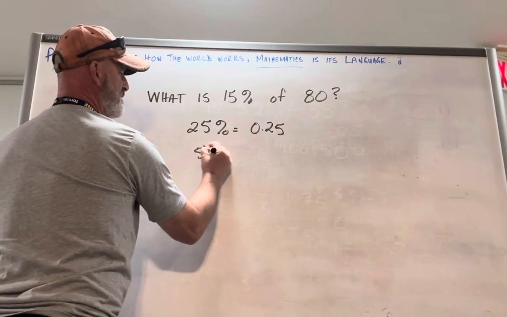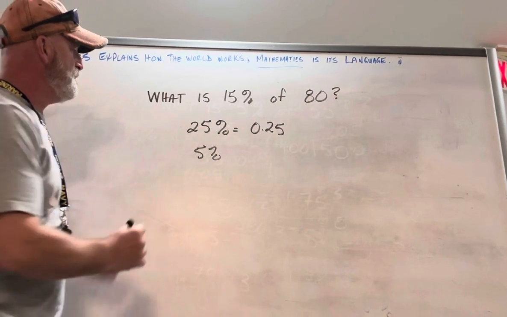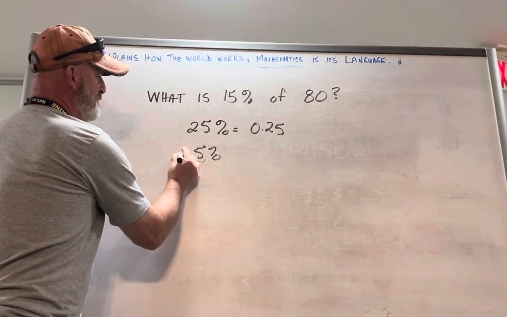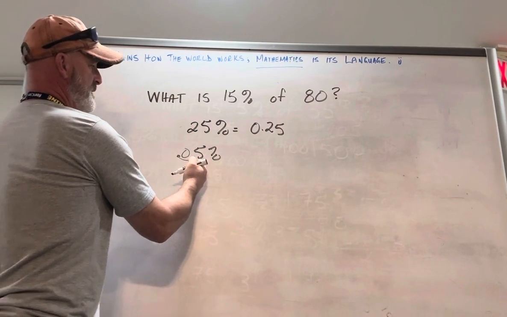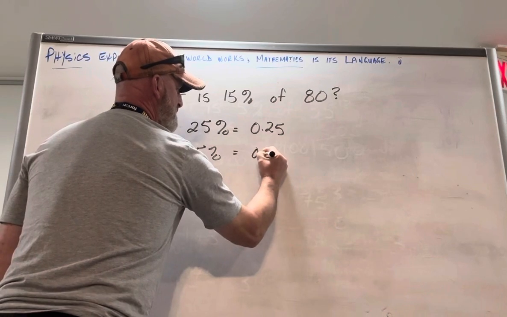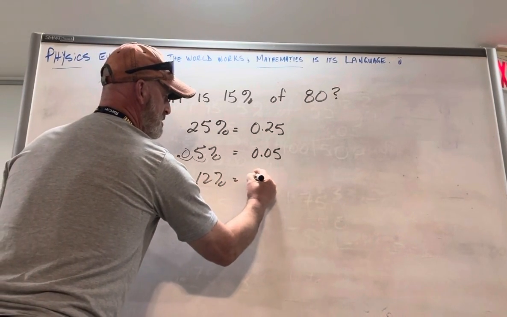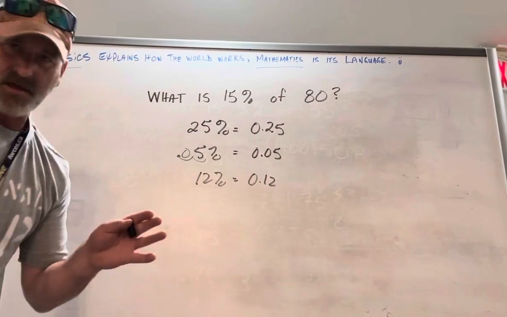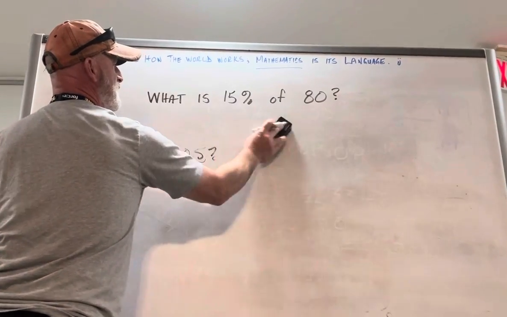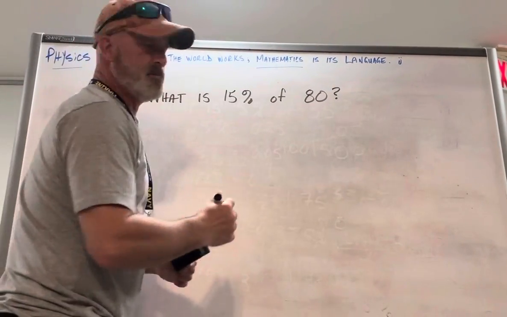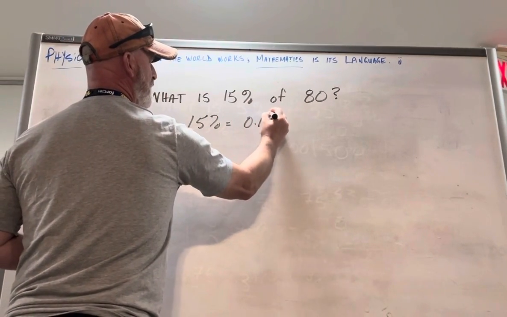What is 5%? Well, how do we get this one? We simply move the decimal place over 2. What happens when we move the decimal place over 2? We end up with 0.05. So 5% as a decimal is 0.05. 12%, 0.12. Piece of cake. So, for our question, what's 15%? Well, we know that 15% as a decimal is 0.15.